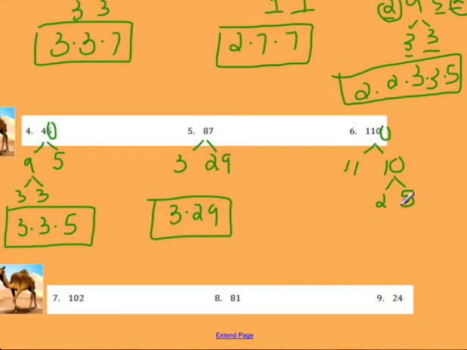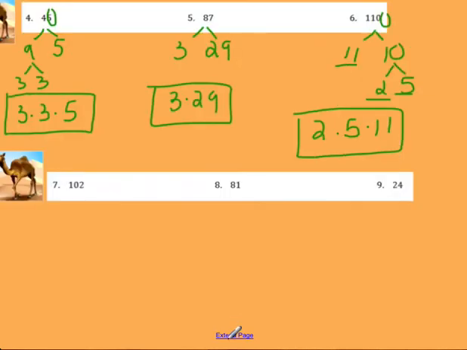So I break down 10 to be 2 and 5. So let's take a look at what's left over. I have 11, I have 2, and I have 5. So I'm going to write that out in numerical order. 2 times 5 times 11. So when you multiply all of those out, you should get 110.